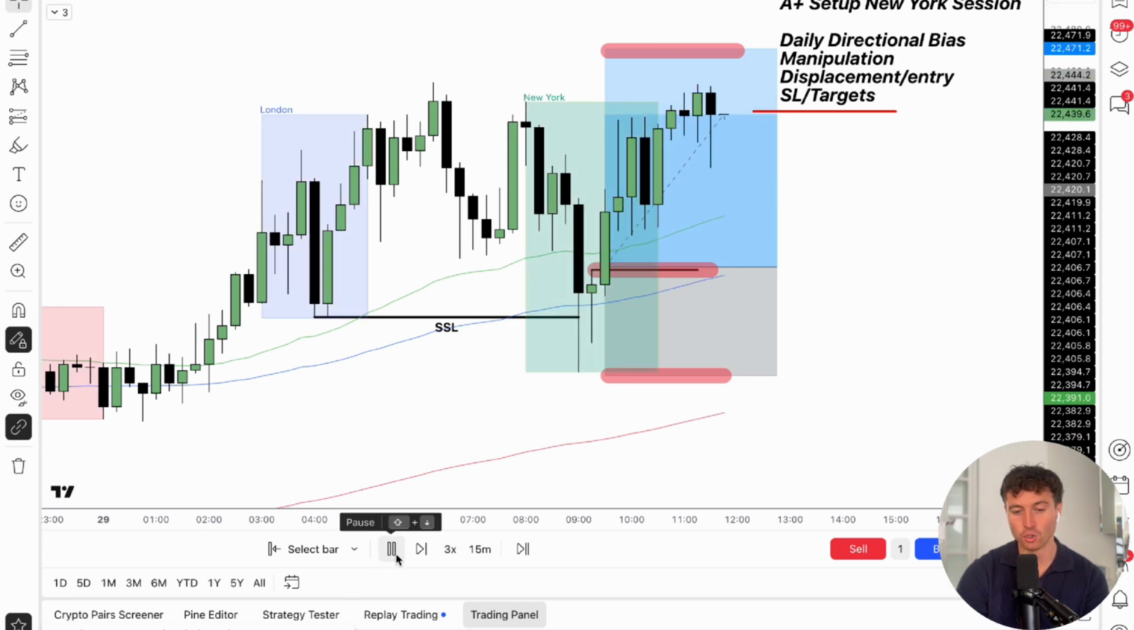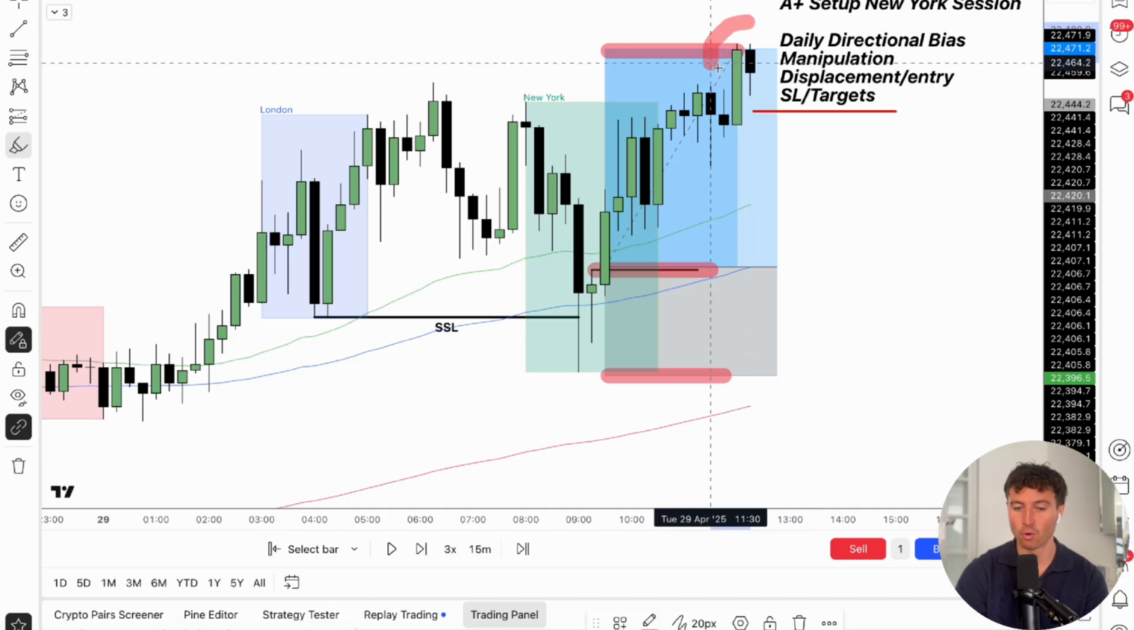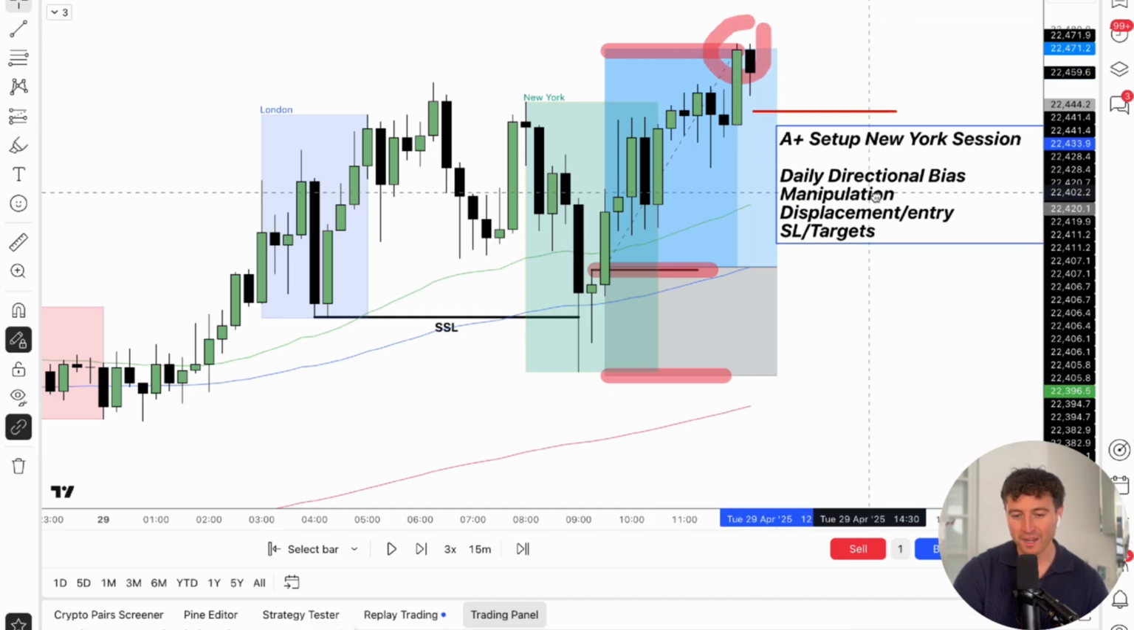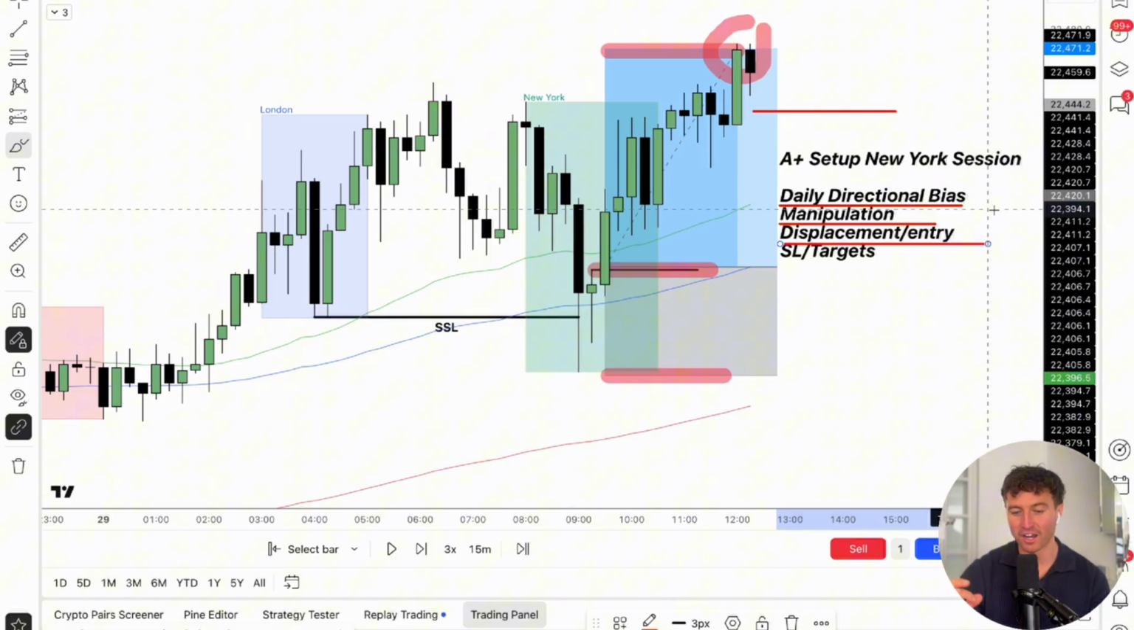And as you can see, during the after hours of the New York session, this trade did hit take profit for a 1 to 2. And so this is my A+ setup for the New York session. Step 3, a displacement and entry. Step 4, stop loss and targets.